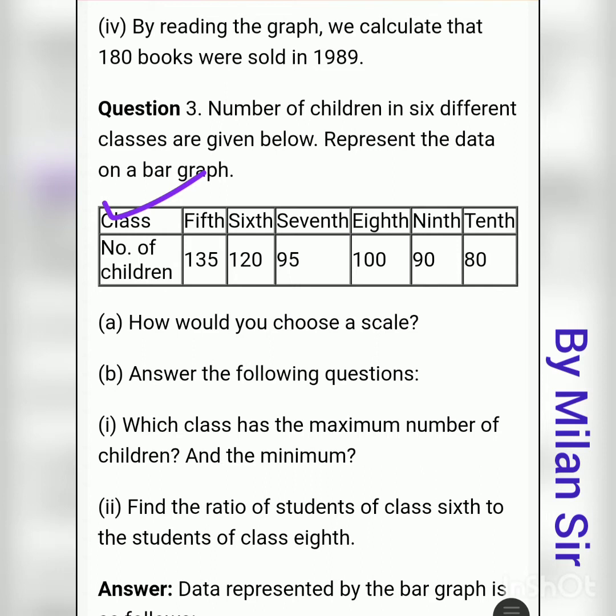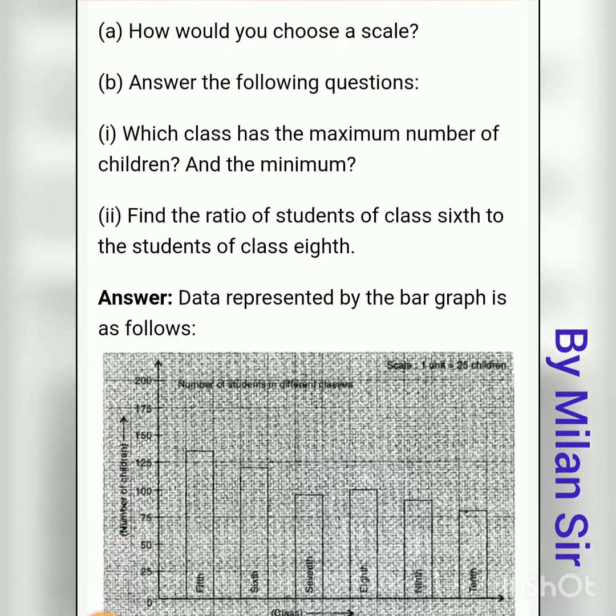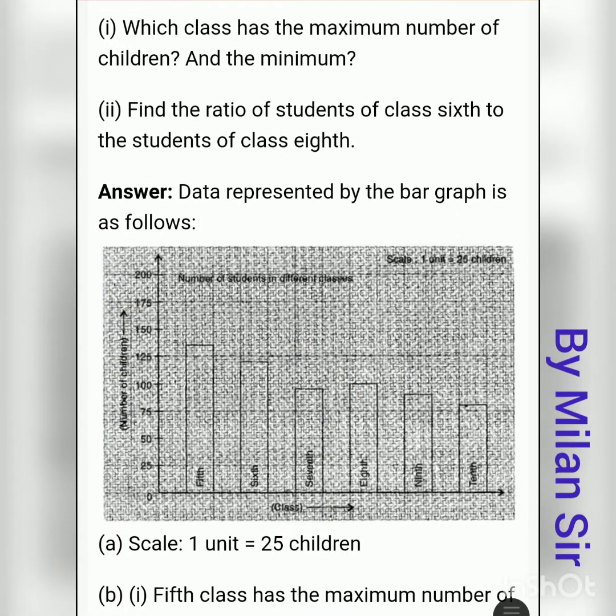And we need to start from 5th, 6th, 7th, 8th, 9th and 10th. So 5th to 10th. On the x-axis we represent class, here 5th, 6th, 7th, 8th, 9th and 10th. That means in between we need to put a 1 centimeter blank portion.